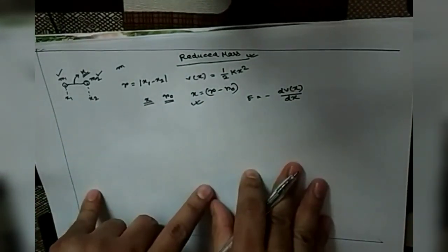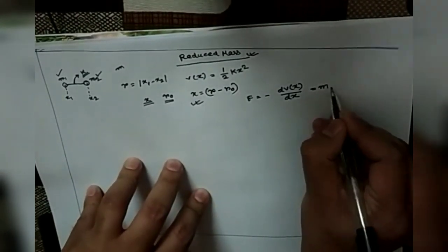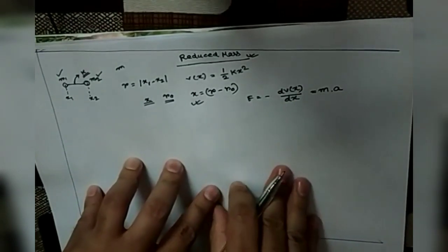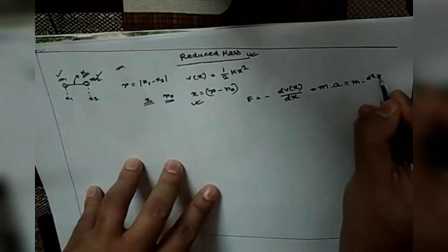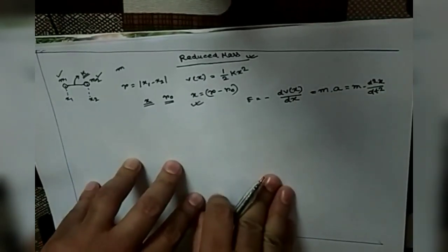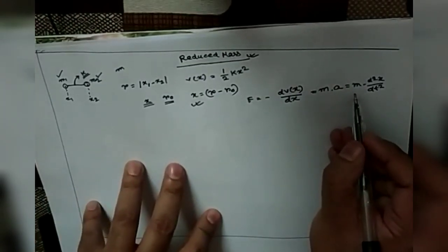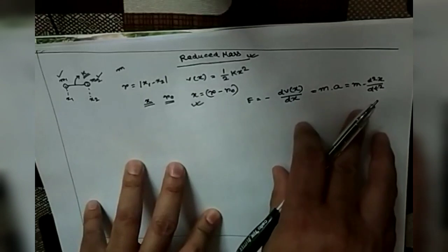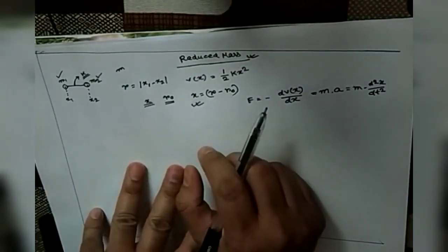by dx. According to Newton's law, the force is equal to mass into acceleration. And what is acceleration? Acceleration is d2x by dt2, the second derivative with respect to time. So again the question arises: what mass should we use, either m1 or m2, or the reduced mass? That is the main confusion.